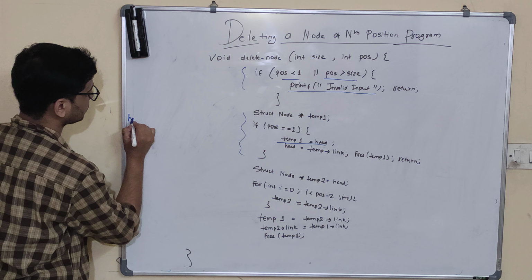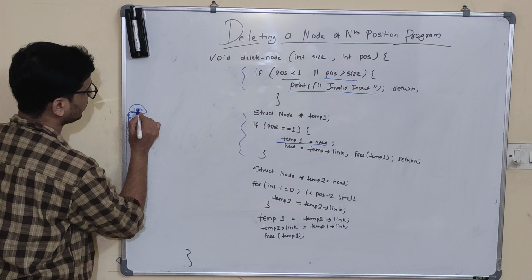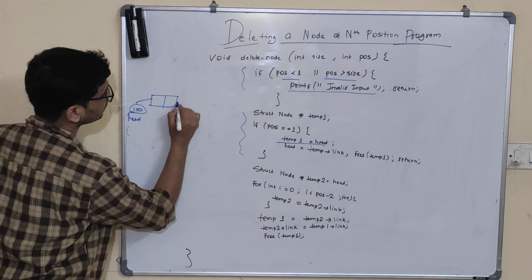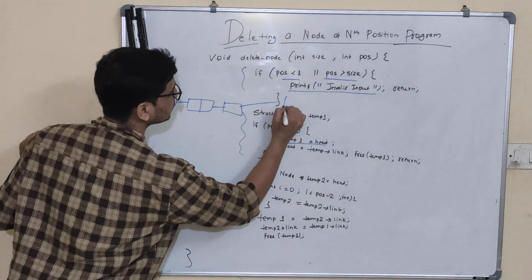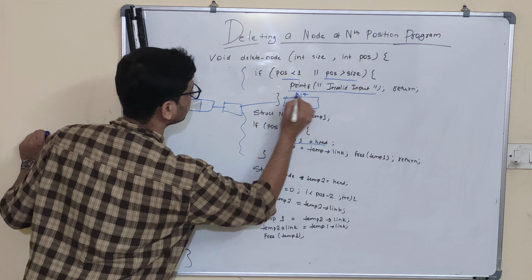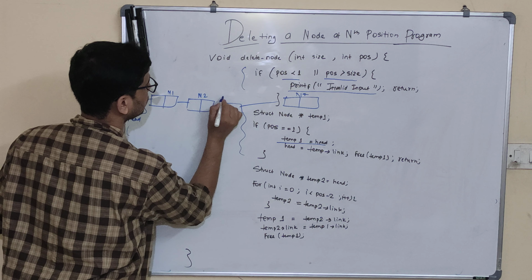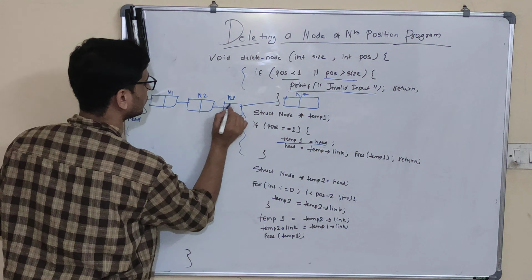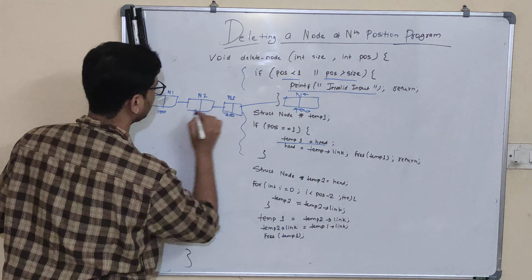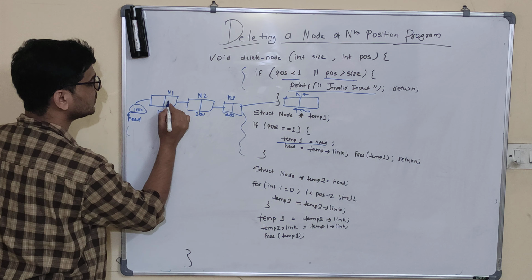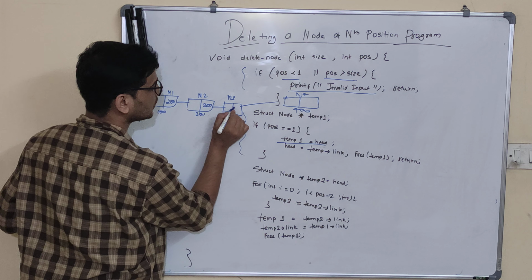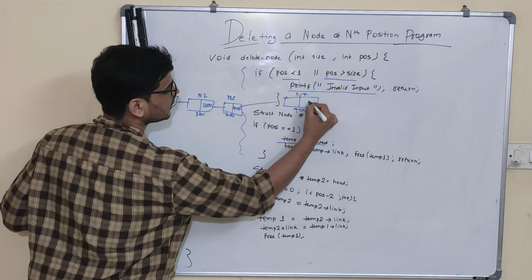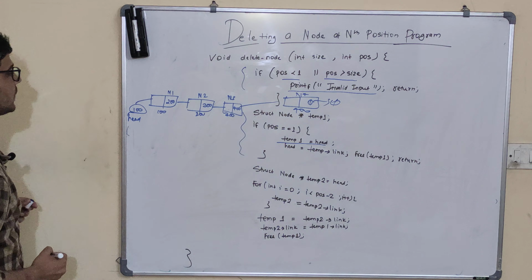Let's make a linked list again. Head node 100, this is node 1, node 2, node 3 and node 4, with addresses 100, 200, 300, 400. Node 1's link part will contain the address of node 2. Node 2's link part will contain the address of node 3. Node 3 will contain the address of node 4, and node 4 will point to a null address.